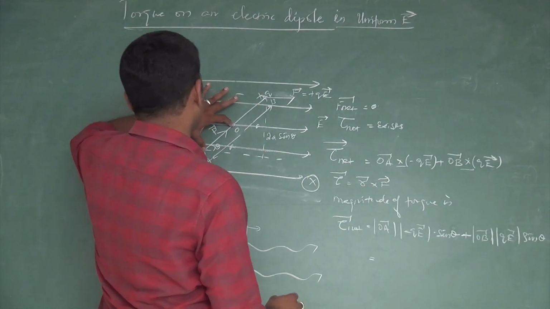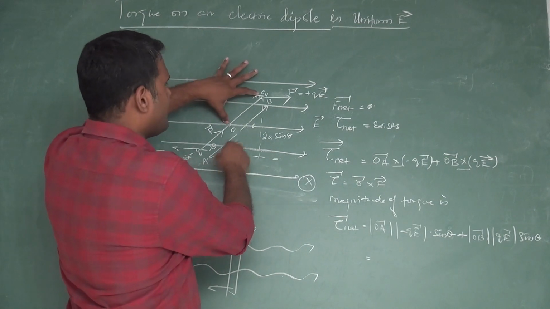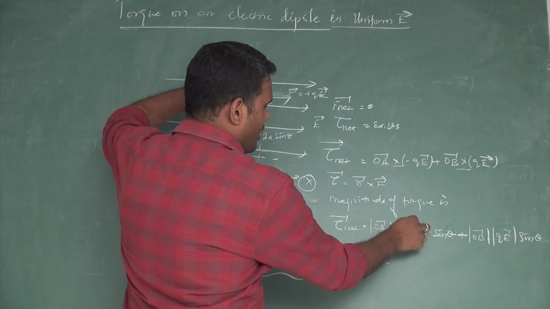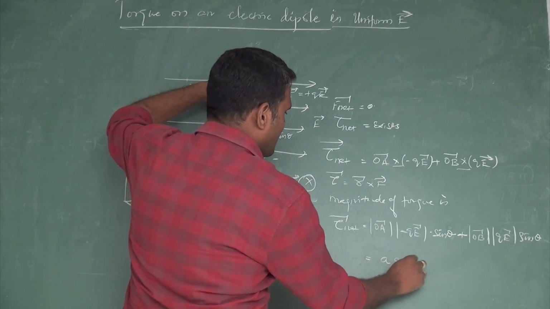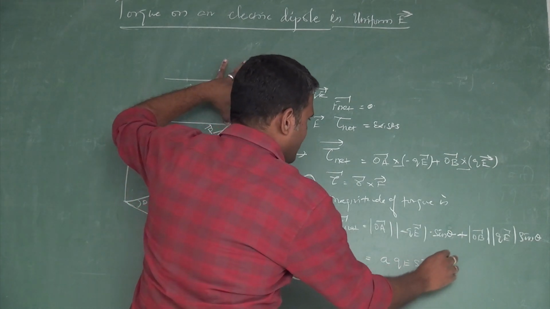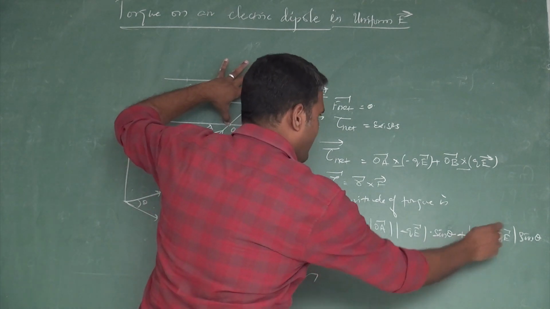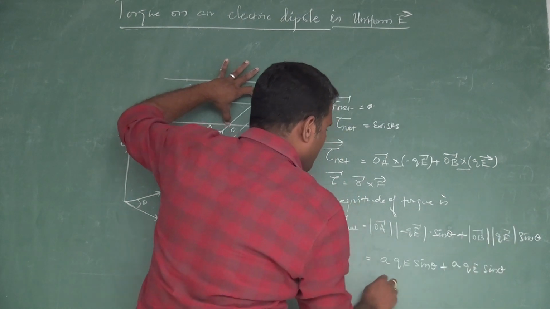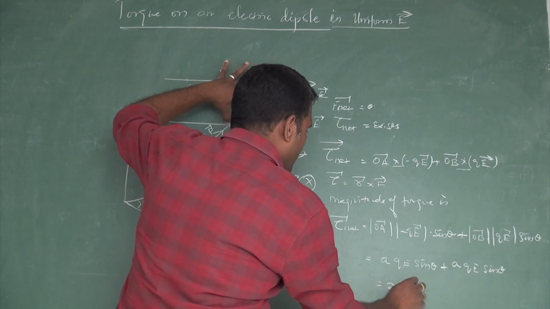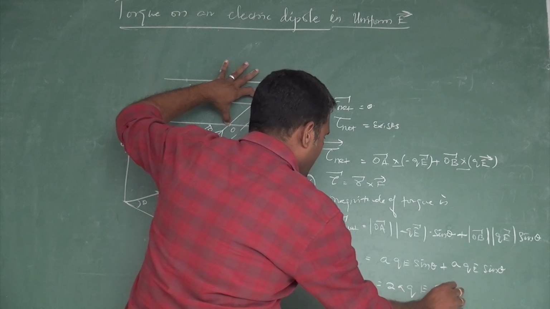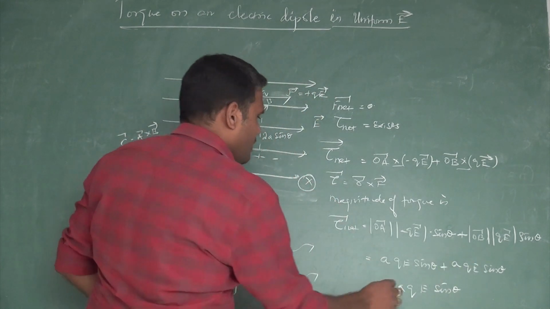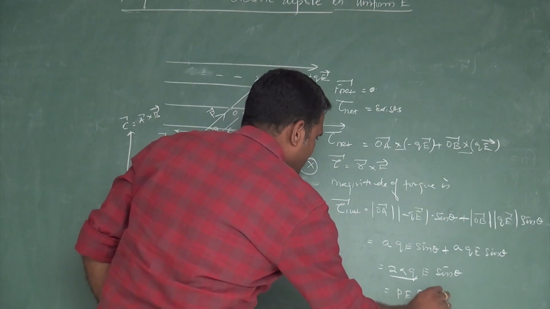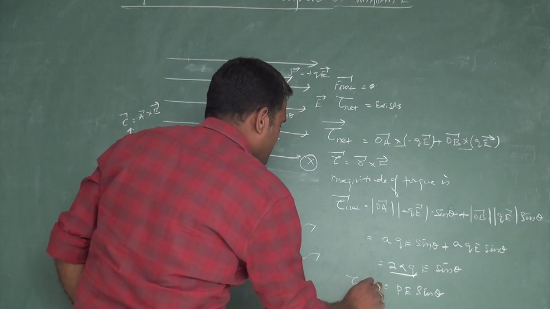What is OA vector? A. OB vector? A. So instead of OA vector, I can write A. Magnitude of this one, so Q into E sin theta, plus OB is also A, Q into E sin theta. I am speaking about the magnitude alone. So 2A Q E sin theta when you sum up. 2A into Q is nothing but P. So I can write this as P into sin theta. This is tau net.